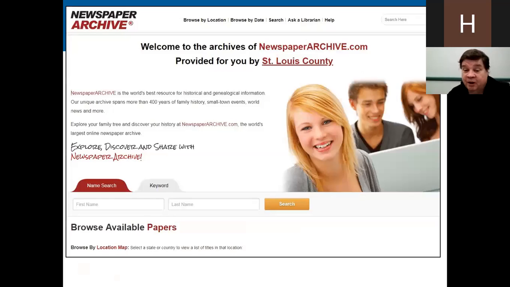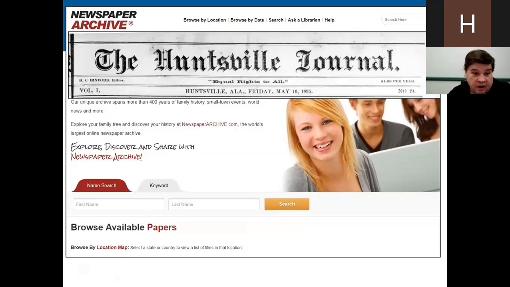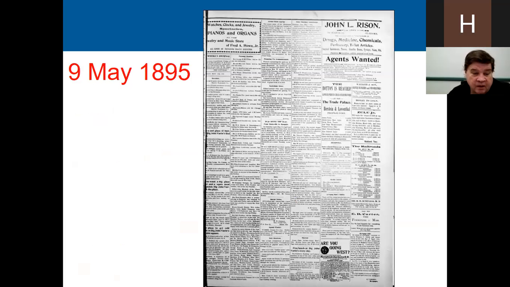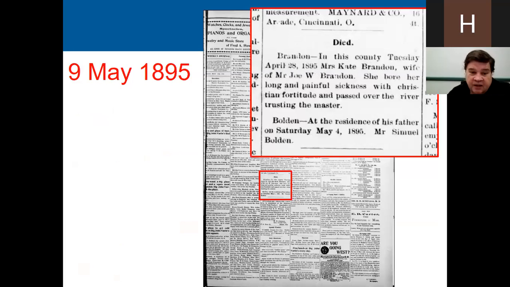Well, I went to Newspaper Archive. And I found in there that they have the Huntsville Journal from Huntsville, Alabama. And so on the 9th of May, 1895, I did a search for the name Brandon, and I came across this. And it's a death notice published in the paper. And it's Brandon in this county, Tuesday, the 28th of April, 1895. Mrs. Kate Brandon, wife of Mr. Joe W. Brandon. She bore her long and painful sickness with Christian fortitude and passed over the river, trusting her master.